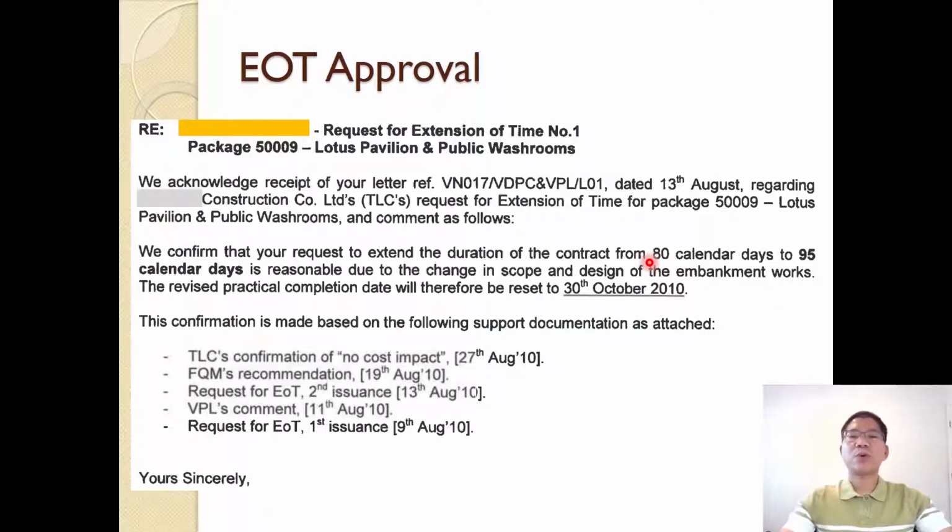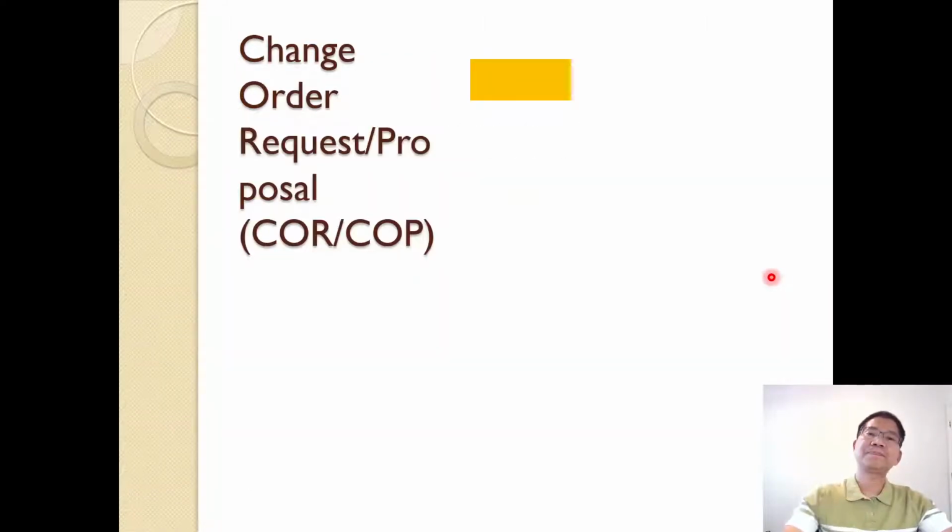And this one as well, you have the request and the EOT approval, that is the extension of time approval from the client based on the contractor's request. So they can approve how many days; in this case, from 80 calendar days to 95 calendar days for the work caused by the client.